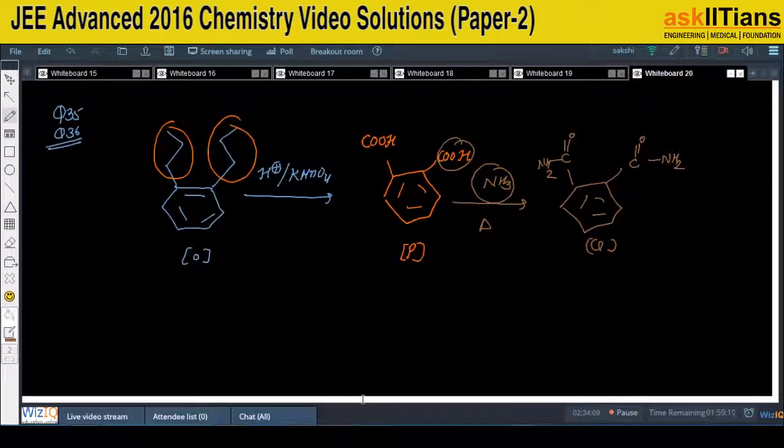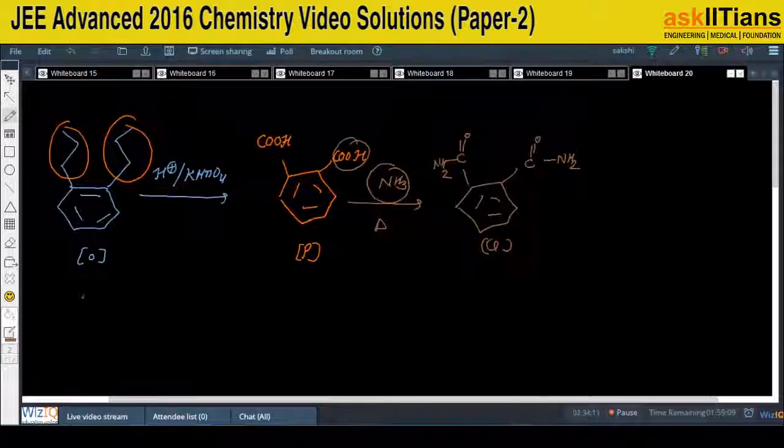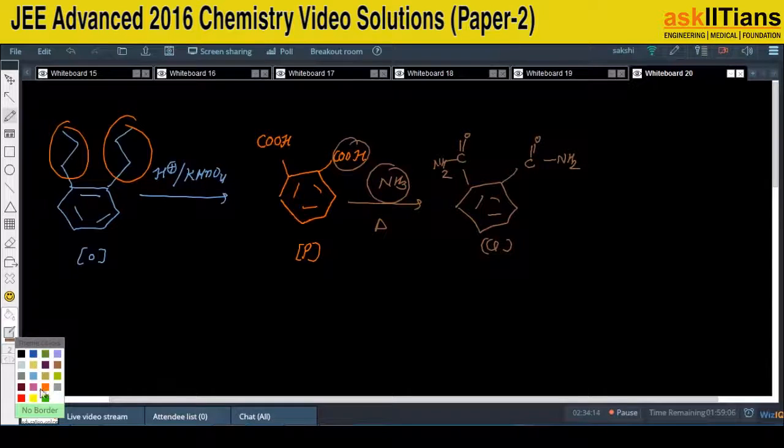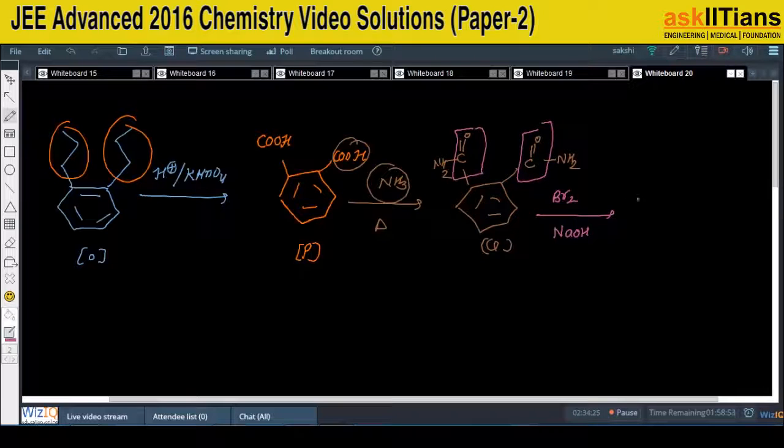Now, moving ahead, it has been given that to compound number Q, you start adding bromine in the presence of NaOH. Again, you can say this is elimination of C double bond O. So what will you get? You will only get one NH2 here and another NH2 here. This is compound number R.